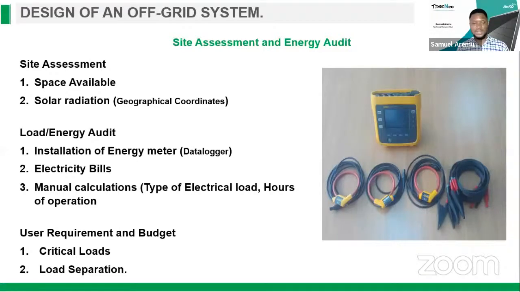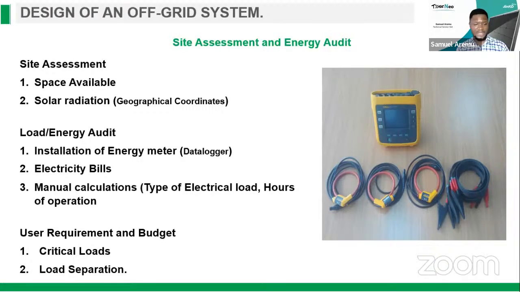And also the third one is for small offices or small industries, or even homes, you can do a manual calculation. So in this case, you list out the equipment. They have a fridge, they have fans, they have TVs. So you list out the equipment, and you also list out the wattage of the equipment, which we'll show in the next slide.